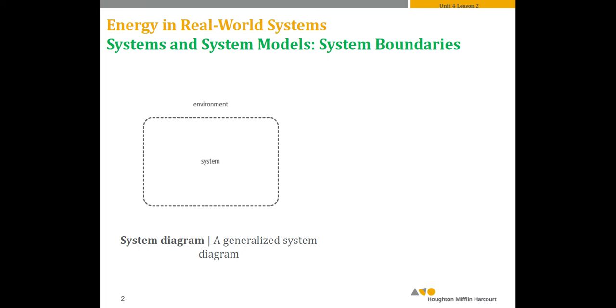This is a diagram of a system. It's a model of a system, and the system is what we define it to be. Systems have boundaries that define their extent. We define what system we're going to be studying. The boundaries can be real or they can be hypothetical depending on the system.